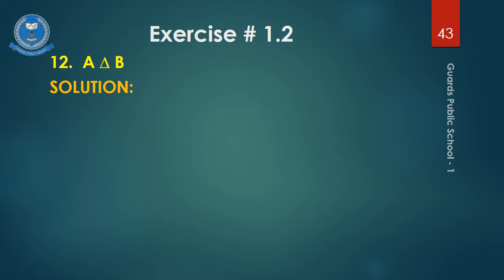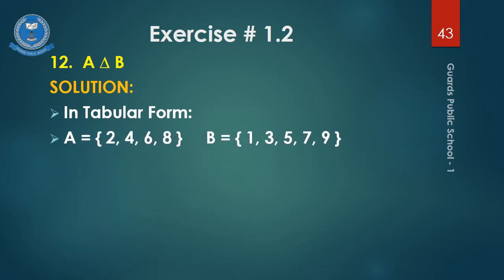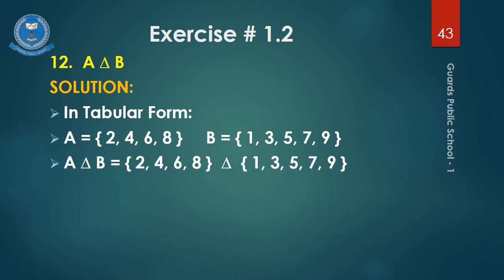Exercise number 1.2, question number 12 is A symmetric difference B. First, write down the sets in tabular form. A is a set of even numbers less than 10 and members are 2, 4, 6, 8, and B is the set of odd integers less than 10 and members are 1, 3, 5, 7, 9. Next step, A symmetric difference B is equal to: first list all the members of set A, then the sign of symmetric difference, and then the members of set B.